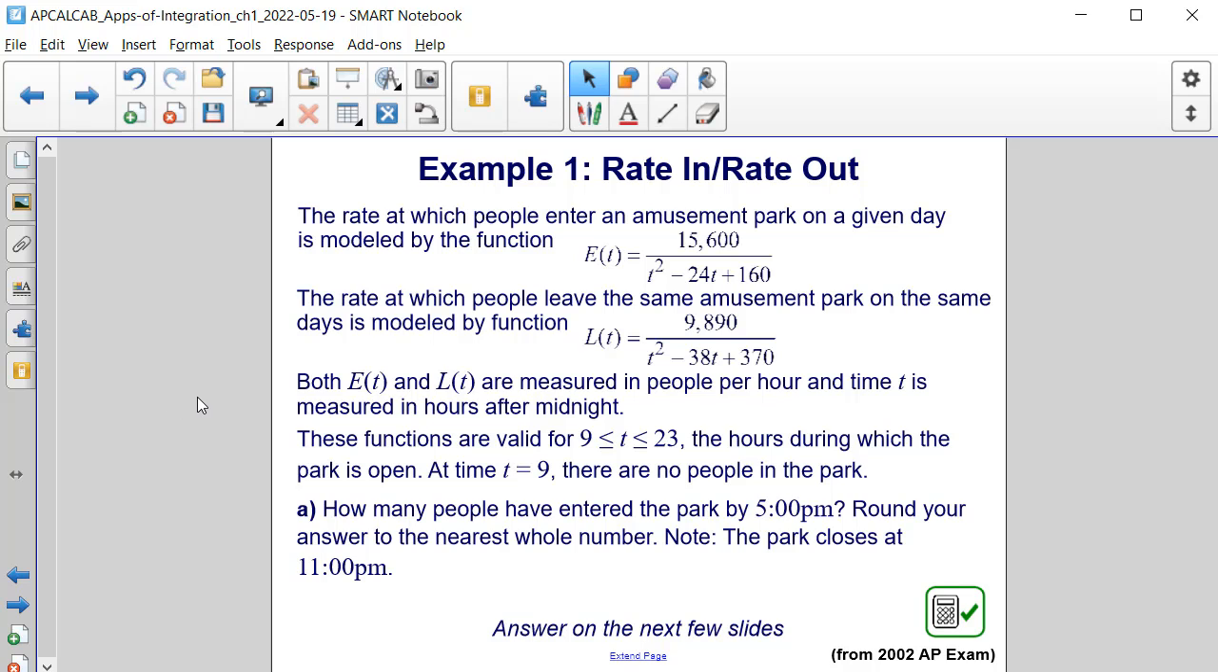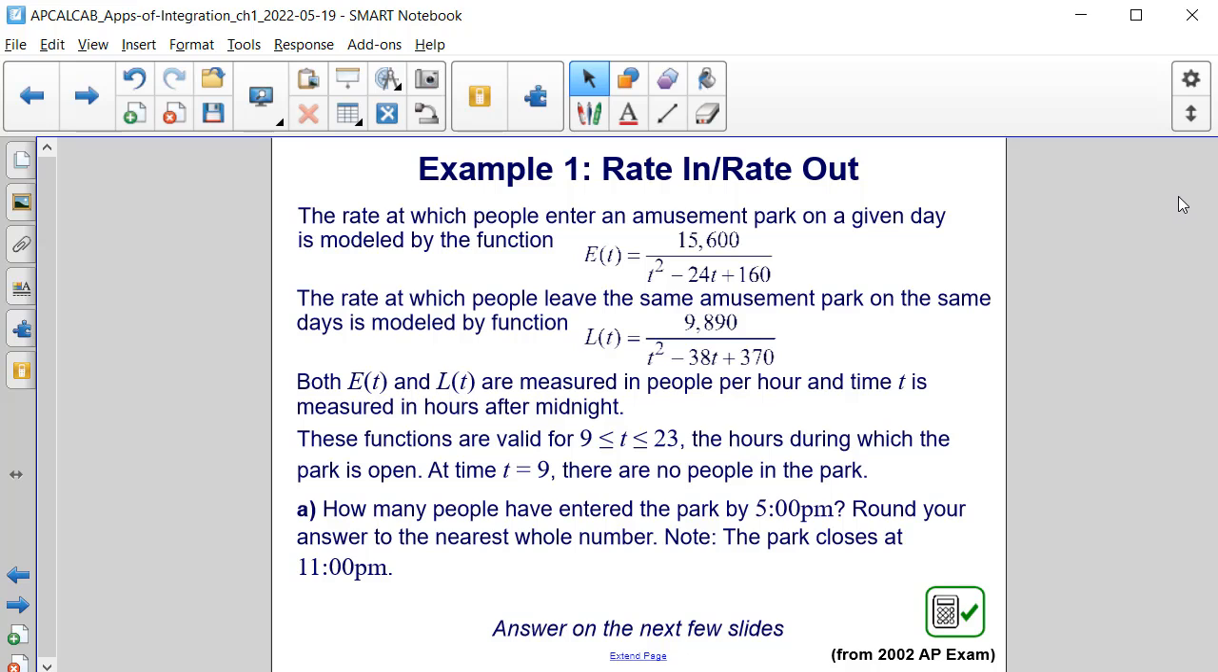Both E of t and L of t are measured in people per hour, and time t is measured in hours after midnight. These functions are valid for t values, or time values, between 9 and 23, including both endpoints, which are the hours during which the park is open.